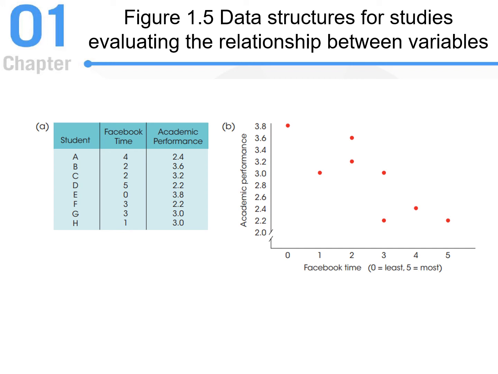TikTok. It used to be called Musical.ly. Now it's called TikTok. Consider the number of TikTok videos you make and your academic performance. You'll see a pattern like the scatter plot on the screen, which shows the correlation between Facebook time and academic performance. The more time you spend on Facebook or other social media outlets, in general, the less you perform academically.